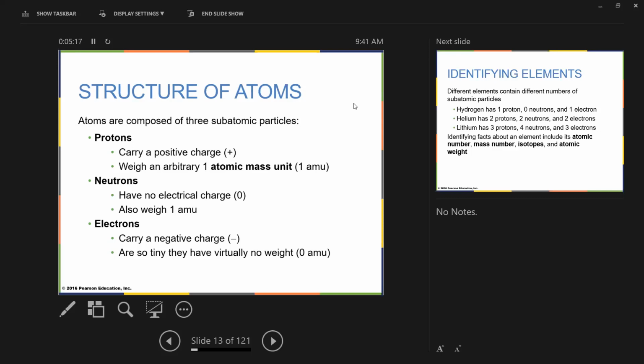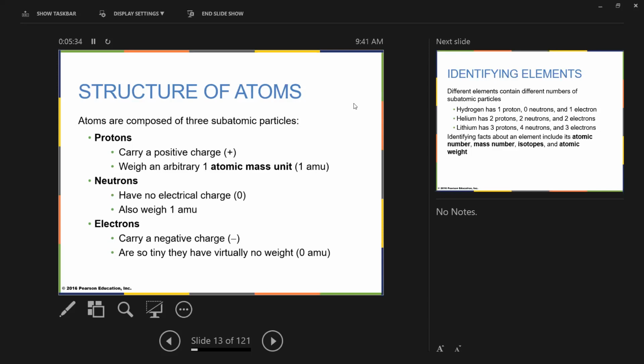Now, every proton that you encounter is going to have a positive charge. Always. Protons always have a positive charge. And they're balanced by electrons. Electrons always have a negative charge.